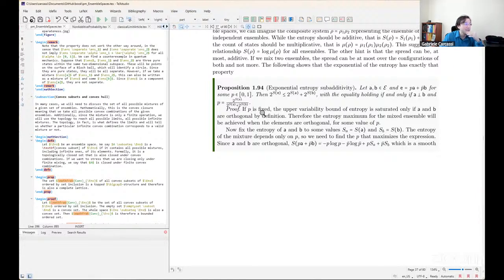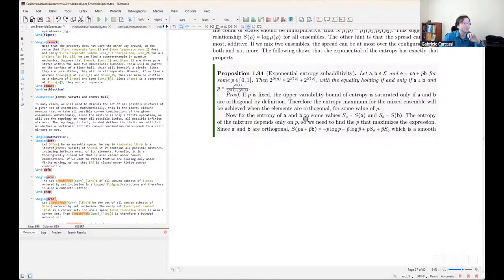So if P is fixed, the upper variability bound of entropy is saturated only if A and B are orthogonal, by definition. Therefore, the maximum entropy for the mixed ensemble will be achieved when the elements are orthogonal for some value of P, right? So if we want to see what's the maximum, it's going to be some value where they're orthogonal. Now we fix the entropy of A and B so that we have some value for A and for B. This is just so that we can make the calculation a little bit easier to write.